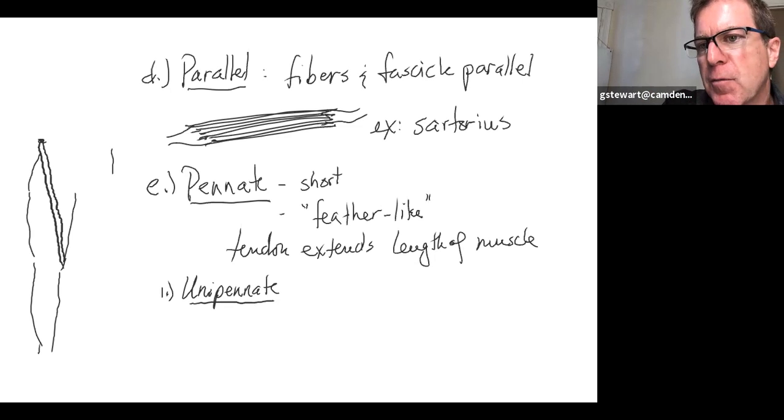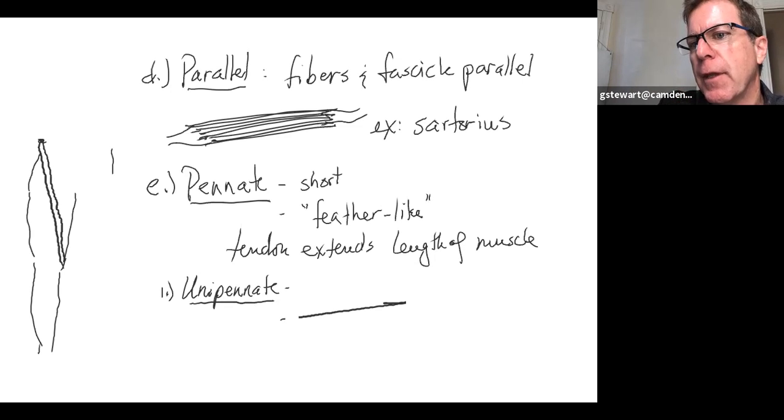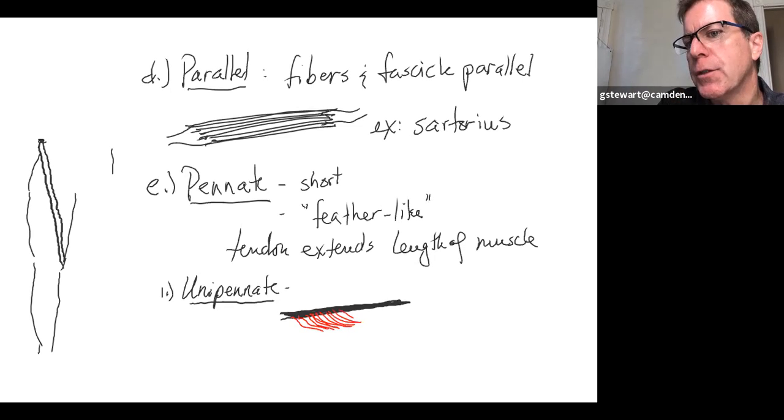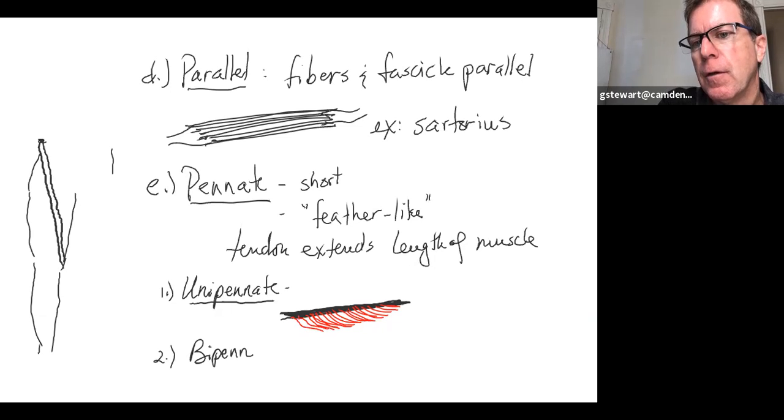So unipennate just means that there's a central tendon extending the length of the muscle. That's what I'm drawing in dark black here. And then the fibers and fascicles sort of emanate from one side of that central tendon. And this looks like sort of a half of a feather, half of a bird's feather. So that would be unipennate. Bipennate is just the fascicles extend from both sides of that central tendon.